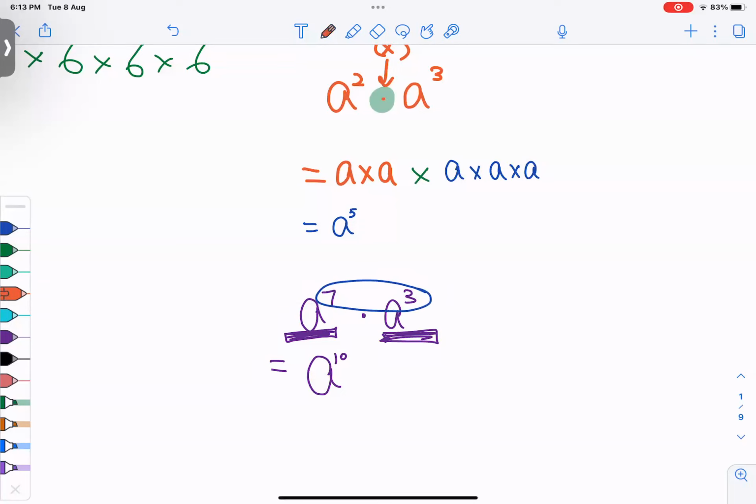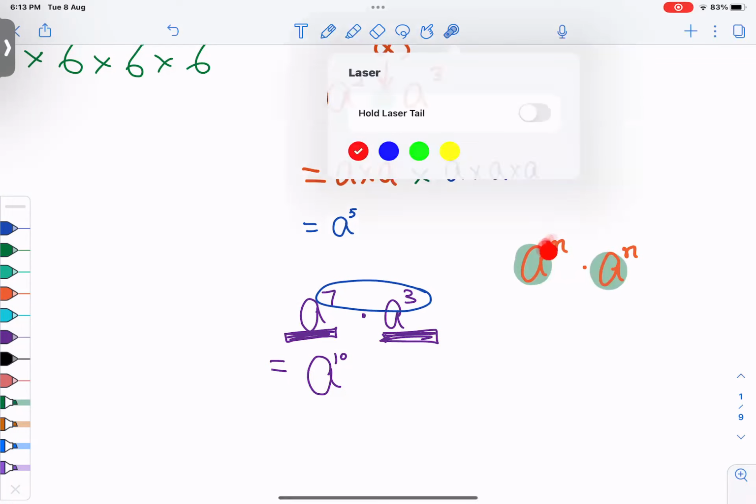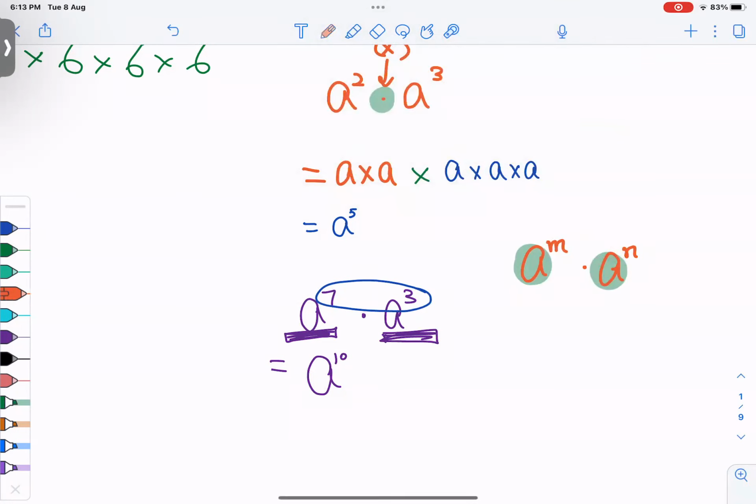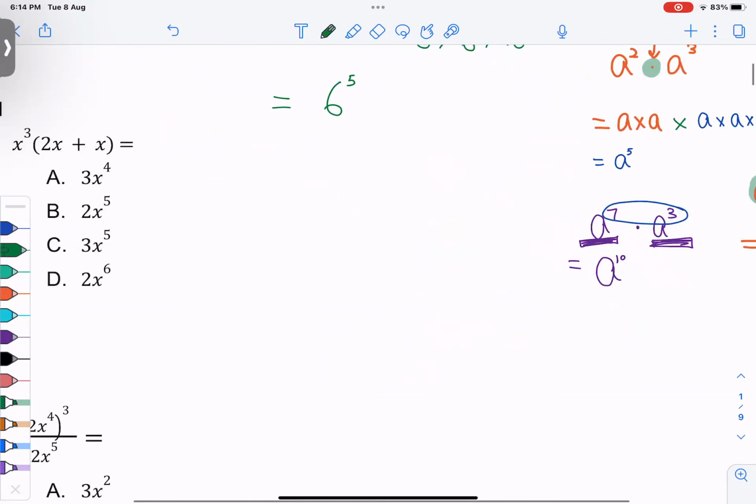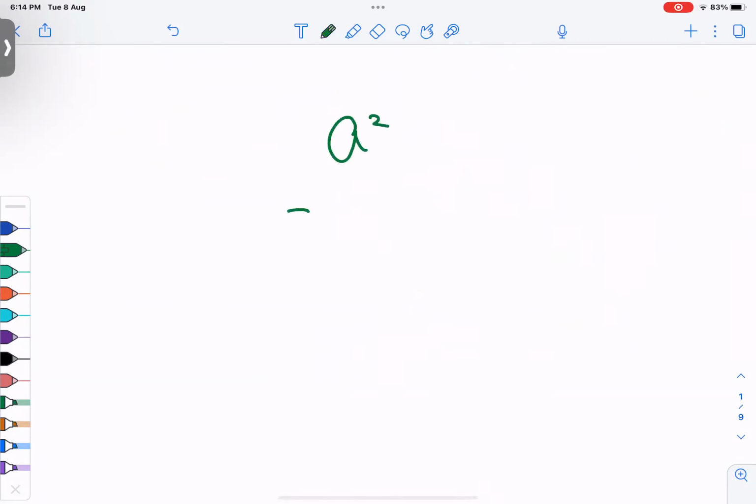We use the identity called a to the m power times a to the n power. No matter what the base is, if they are the same, both are a's now, then these powers will add up. It will equal a to the m plus n. If this is 100 and this is 2, it will be 100 plus 2, which is 102, like that. So no matter what it is. That's the first identity.